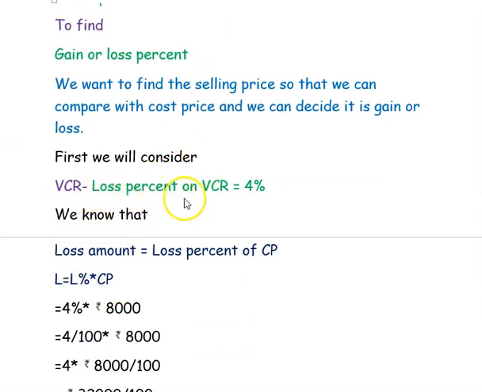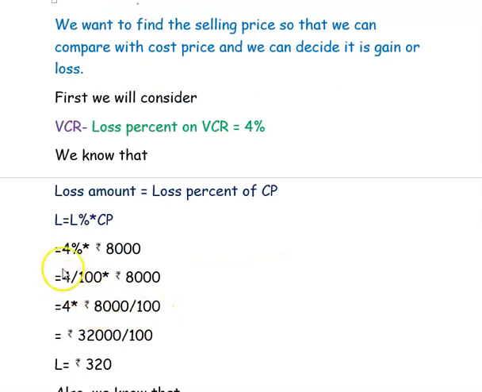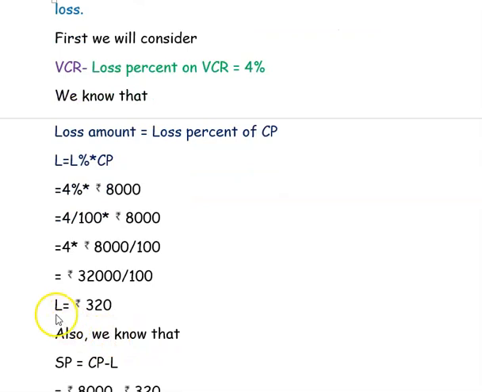For the VCR, it is given that the loss percent is 4. So we know that loss amount equals loss percent of cost price. We can write that in mathematical terms as L equals L% into cost price. So the loss percent is given, 4% into rupees, and here we have to take the cost price of the VCR, that is 8,000. Now 4% can be written as 4 divided by 100, into rupees 8,000. If you simplify, 4 into 8 is 32,000 divided by 100, so you will get the loss amount equal to rupees 320.